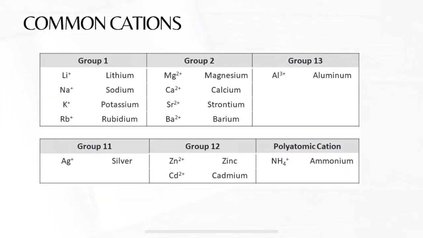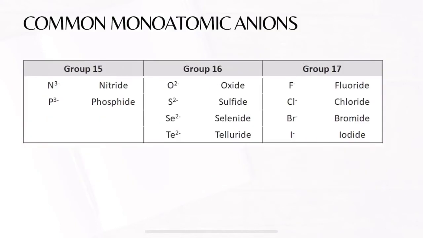Now here's the list of the common cations. So you have to at least memorize these common cations. So you have the cations for group 1, which are all positive 1, group 2, which are all positive 2. You have group 13, which is Al3+, and then you have group 11 for silver. You also have group 12 for zinc, Zn2+, and Cd2+ or cadmium 2+, and the polyatomic cation ammonium ion. You also have some common monoatomic anions like group 15, which is negative 3 in charge, group 16, which is negative 2 in charge, and group 17, which is negative 1. So again, you have to remember these common cations and anions.